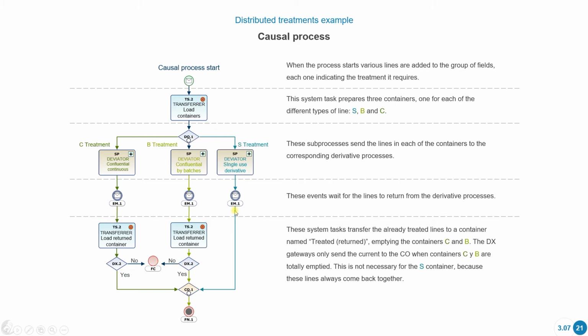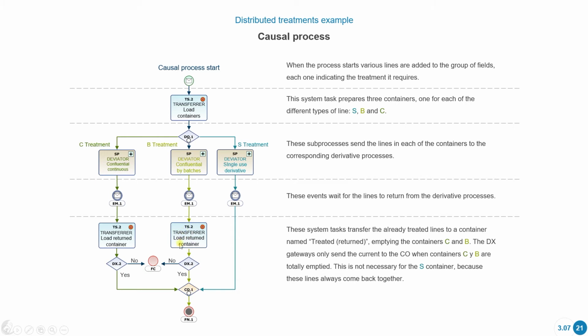In this example, it's a little bit different because here we're only going to send all the lines to a single derivative process, and they're going to come back all at the same time. So let's say it's never going to happen that we have lines pending to be received, because once we receive the lines, they're all going to be sent back at once. Because here it's a single derivative process where they're all going to be treated at once and they're all going to come back at the same time. So in this case, I can directly send the flow to the CO.